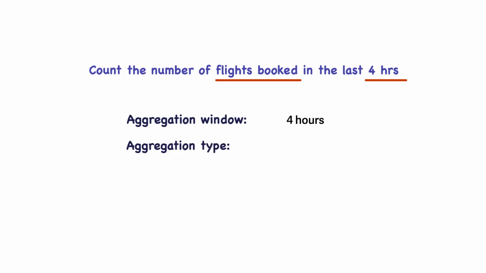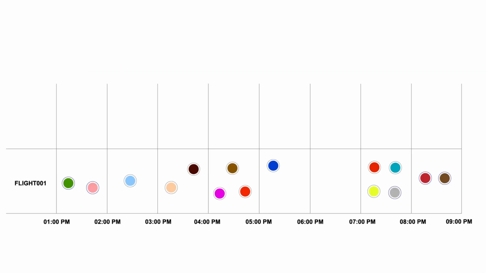Next, aggregation type is the various operations you can apply on event data within each aggregation window, such as sum and count. Here, we want to count event data of the last 4 hours. This means the aggregation type would be count here. In this diagram, the small circle represents when the event flight booked happened. By looking at the diagram, let's understand how we calculate signal values at various time frames.